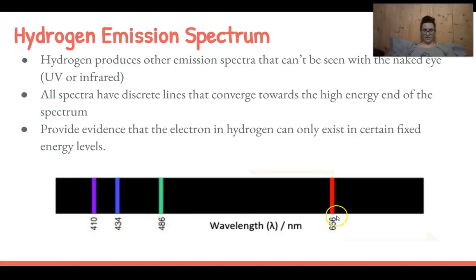So we're going to go over the specific colors that are seen with the hydrogen in particular, and how they prove that hydrogen electron can only exist in certain fixed energy levels.